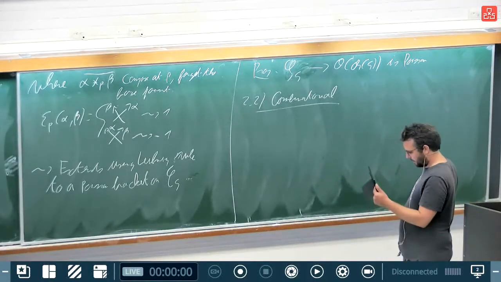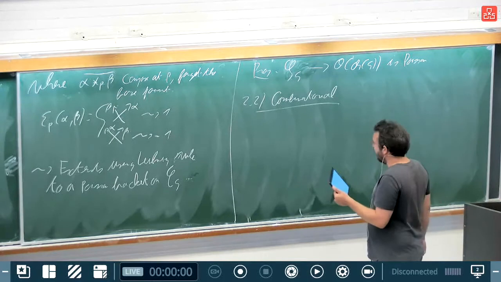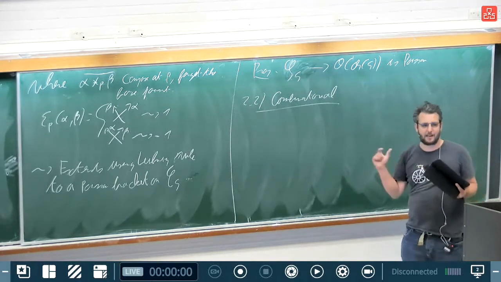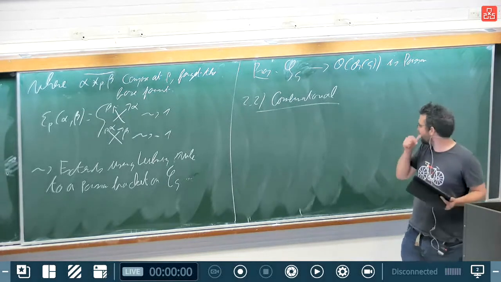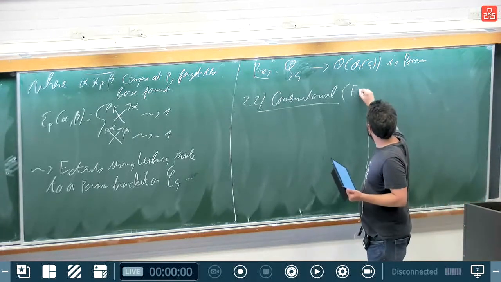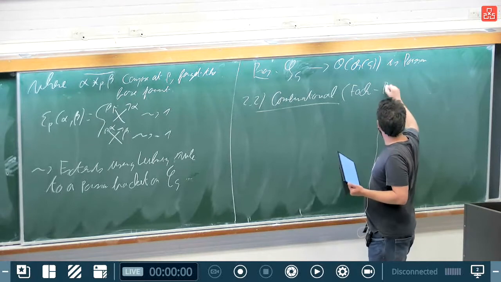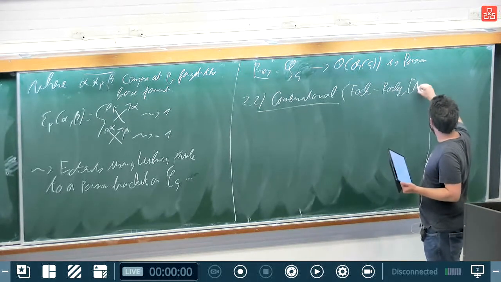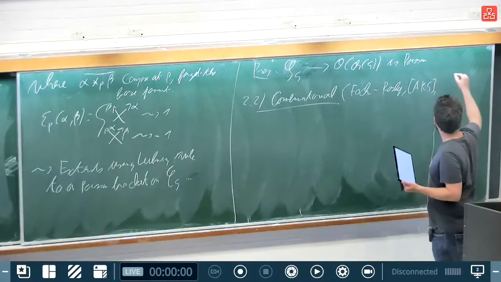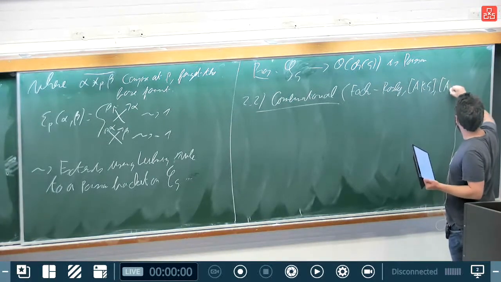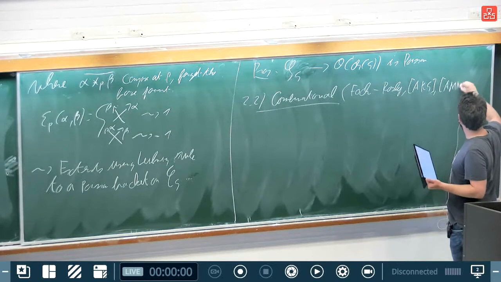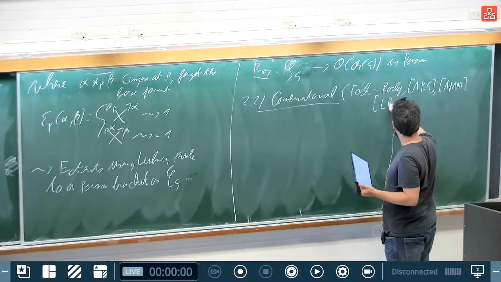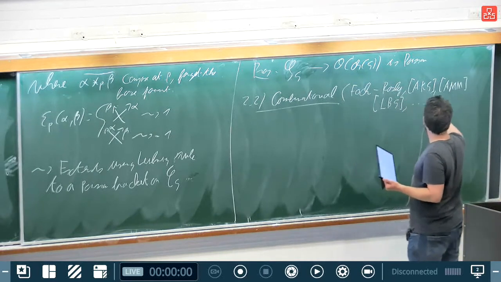And then there's this combinatorial version, which depends on a bunch of choices, but which is combinatorial, so it's actually easier. And there is a lot of slightly different formalism that you can use to do that. The one that is most relevant for this lecture, I'll talk roughly about. But there are actually a lot of other versions, like AKS, AMM, LBS, and so on.